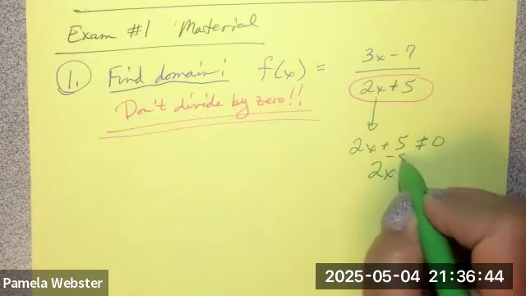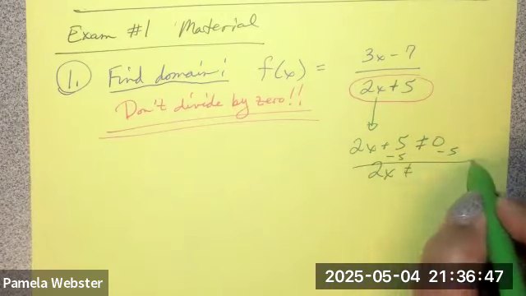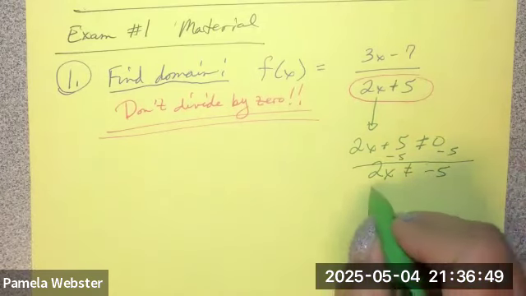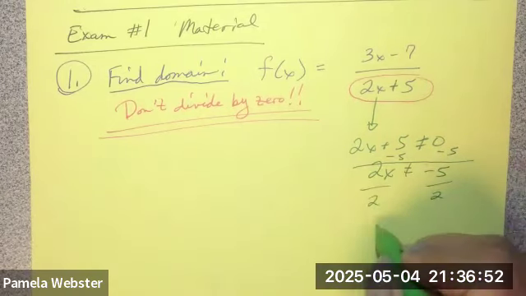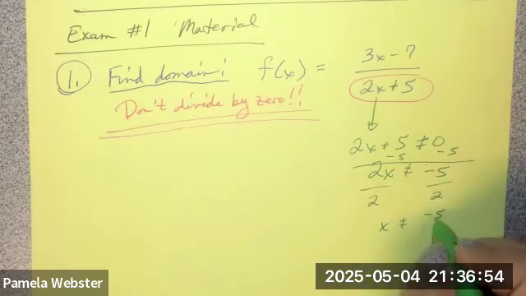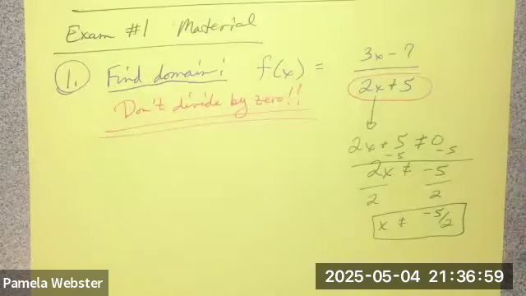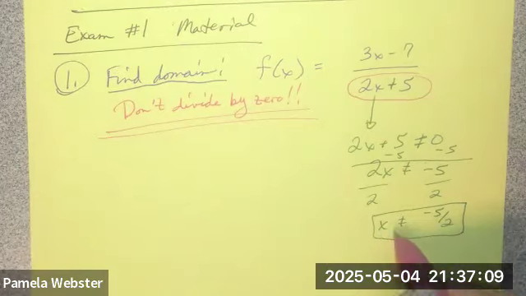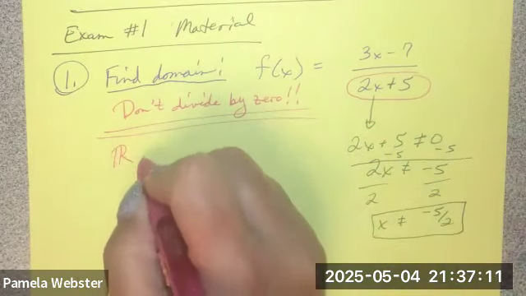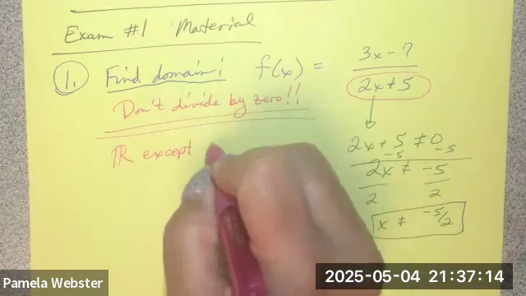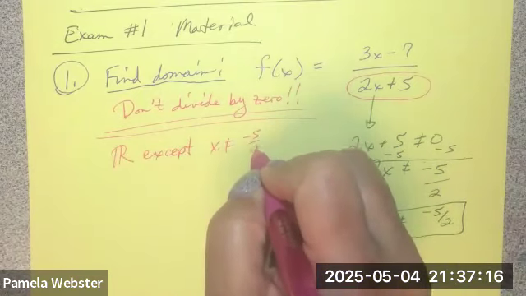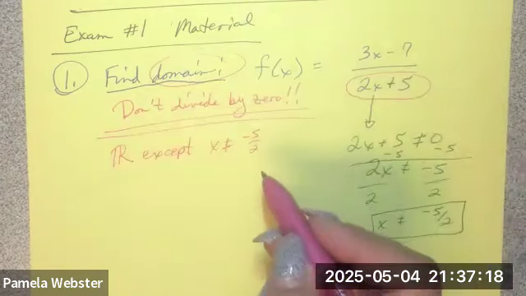2x can't equal, I'm going to subtract 5 from both sides. 2x can't equal -5, and then get the x by itself, and you should have x cannot be -5/2. And seriously, I hope you can work through that just as quickly as I just worked through it. Just as a heads up, remember we want to do interval notation. So what's going on here is that I've got all real numbers except x can't equal -5/2. That's my domain. We said find the domain, right?